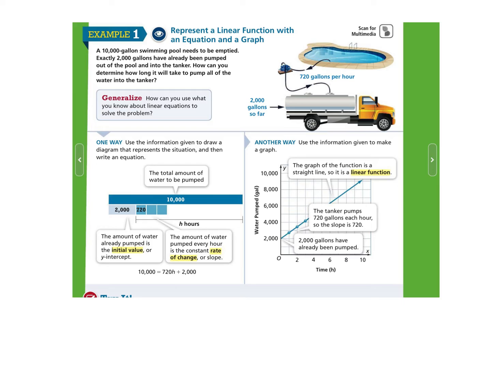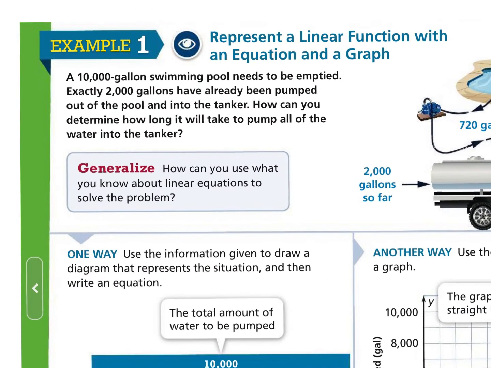Example 1 talks about representing linear functions with equations and graphs. So a 10,000 gallon swimming pool needs to be emptied. Exactly 2,000 gallons have already been pumped out of the pool and into the tanker. How can you determine how long it will take to pump all of the water into the tanker?